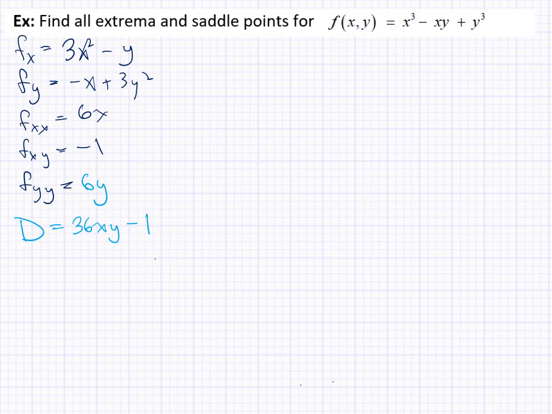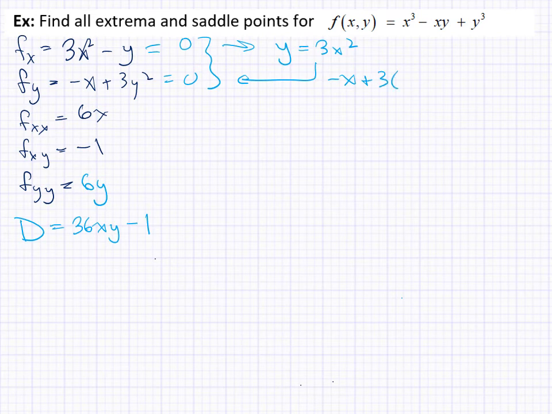All right, so now we first look at where each of these will equal 0 together. That's the first part. That'll give us our critical points. We solve that system. That's pretty easy to do. If we look at this first equation, we could solve it for y. Y equals 3x squared. In which case, then I could plug that into the second equation. So that would give me minus x plus 3 times 3x squared equals 0.